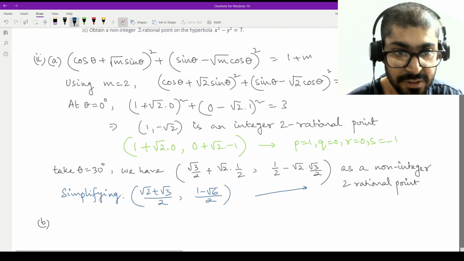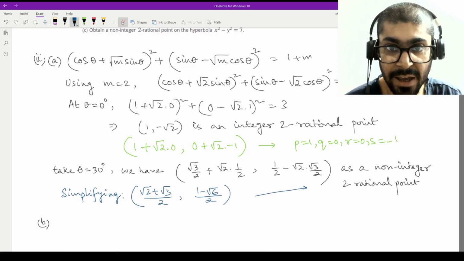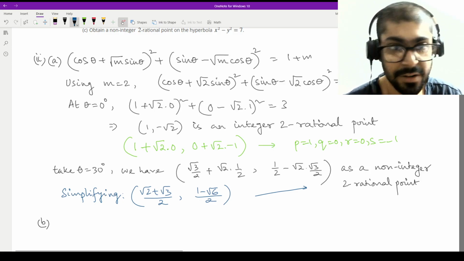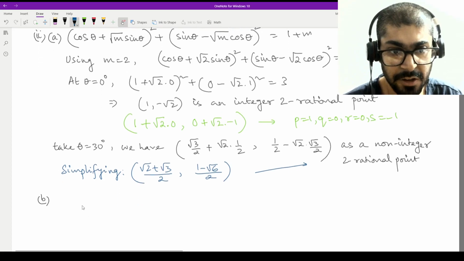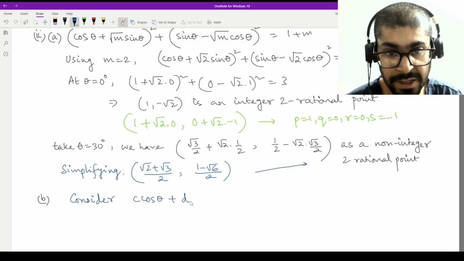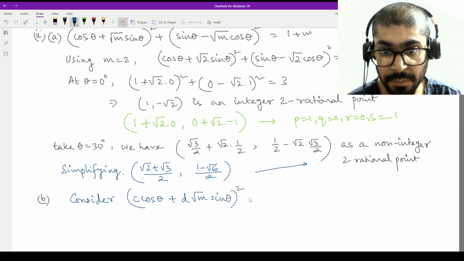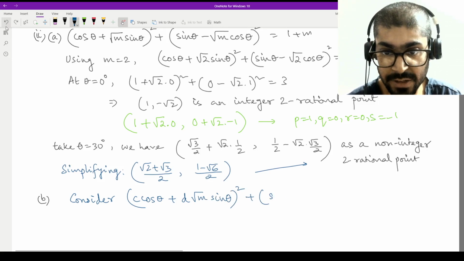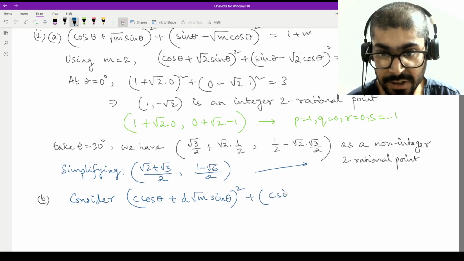So again, for this particular problem, when we are dealing with x square plus y square equal to 11, we will modify our trigonometric equation by a bit. So we will write, consider c cos theta plus d root m sin theta whole square plus, I'm sorry, I'll attach the c to the sin theta now, c sin theta minus d root m cos theta whole square.